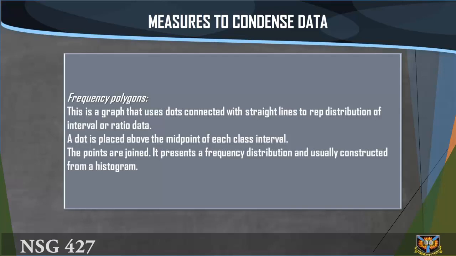Frequency polygons. This is a graph that uses dots connected with straight lines to represent distribution of interval or ratio data. A dot is placed above the midpoint of each class interval. The points are joined. It represents a frequency distribution and is usually constructed from a histogram. Construction of a frequency polygon from a histogram.